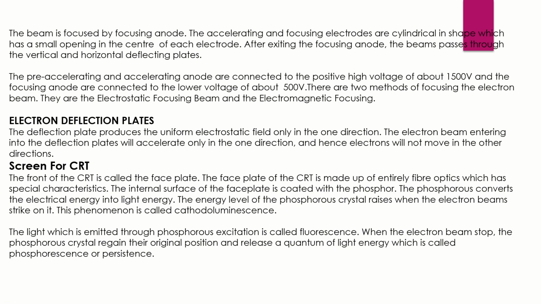The energy level of the phosphor crystal rises when the electron beam strikes it. This method is called cathodoluminescence. The light energy emitted through the phosphor excitation is called fluorescence. When the electron beam stops, the phosphor crystals regain their original position, and they release a quantum of light energy which is called phosphorescence and persistence. This is all about the working of CRT.